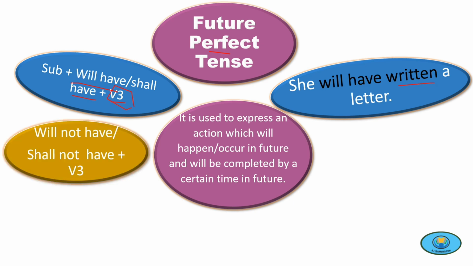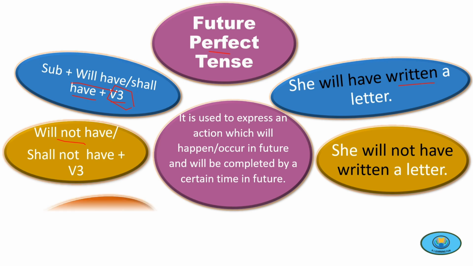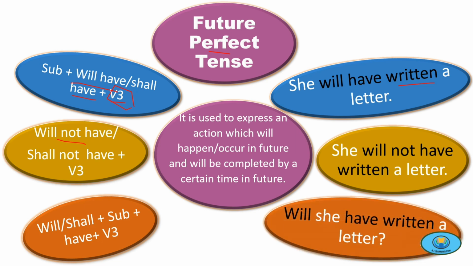For the negative sentence, will not have or shall not have plus the third form of the verb. She will not have written a letter. And for interrogative, again, will and shall will come before the subject. So the sentence will be, will she have written a letter? So first will or shall, then the subject, then have, and then the third form of the verb.